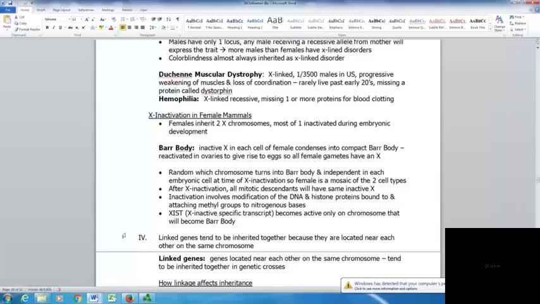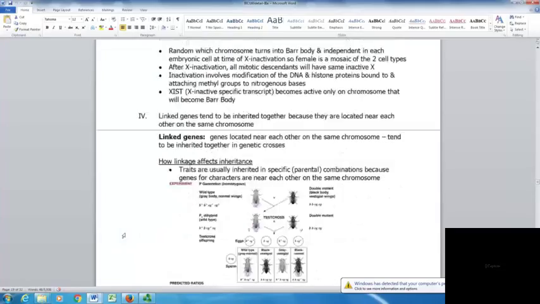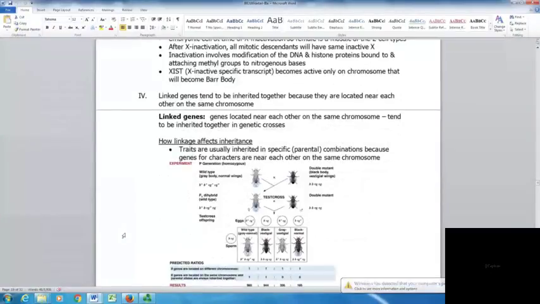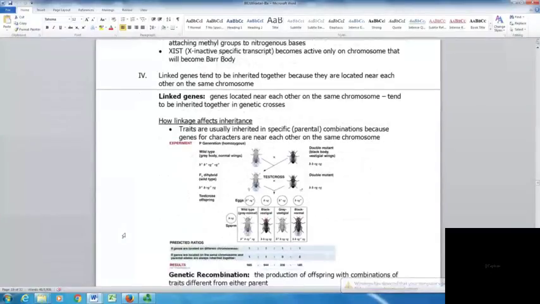Your X inactive specific transcript, XIST, is going to become active only on the chromosome that will become the bar body. That's what makes it become the bar body. So linked genes, these tend to be inherited together because they're located near each other on the same chromosome.